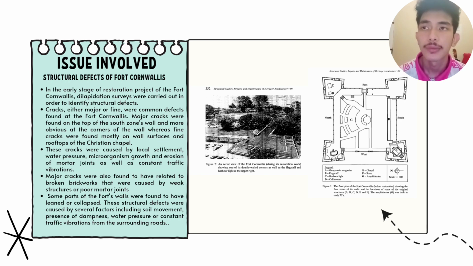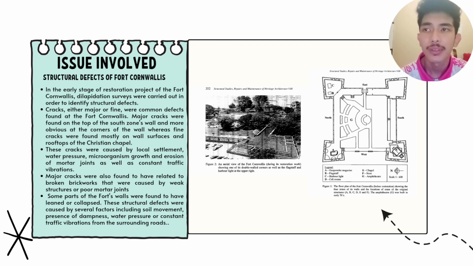Structural defects of Fort Cornwallis. In the early stage of the restoration project of Fort Cornwallis, a dilapidation survey was carried out in order to identify structural defects, their location and possible causes. Some of the major structural defects discovered at the fort were cracks, leaning walls and collapsed walls. Cracks, either major or fine, were common defects found at Fort Cornwallis.